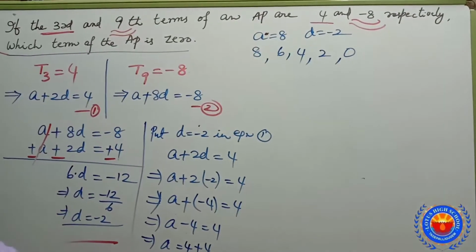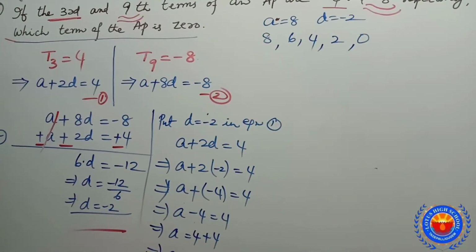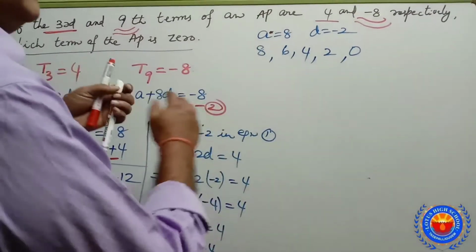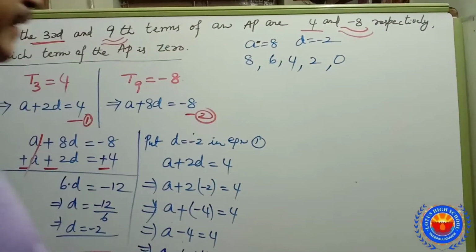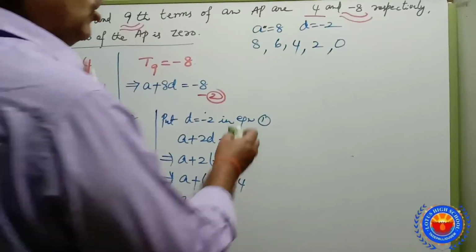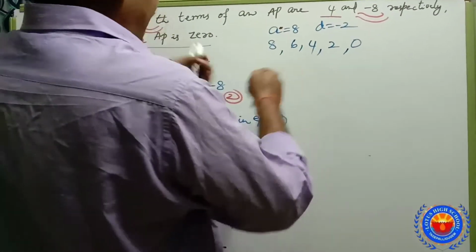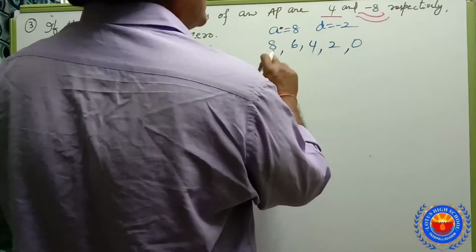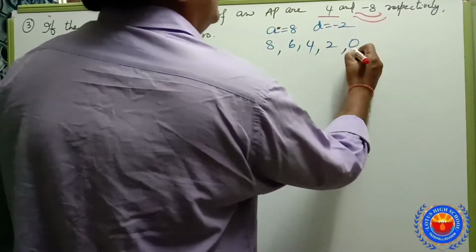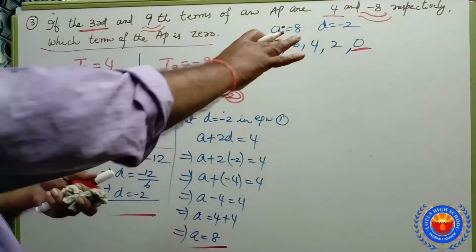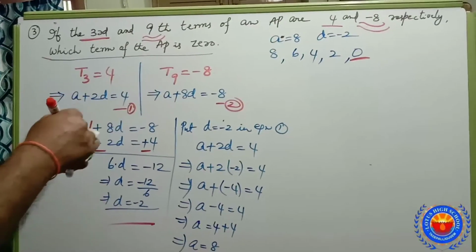If you want, you can write the AP, but otherwise this AP is not required. So we got the answer: the fifth term of the AP is 0. The answer is completed, but we should not do it this way. You have to use the formula.